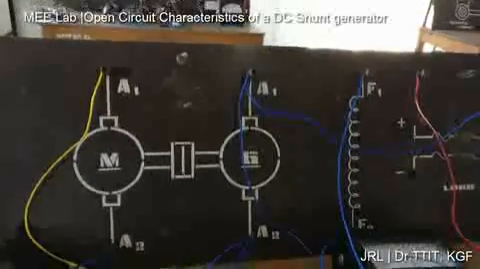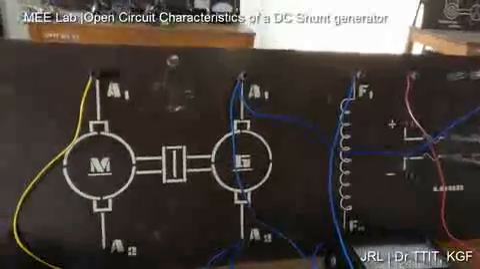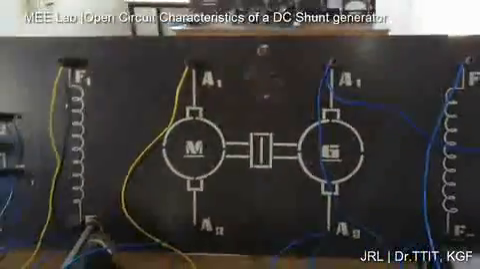So we have two graphs. One is called VG increasing and the other one is VG decreasing. Alright, we'll start the experiment now.